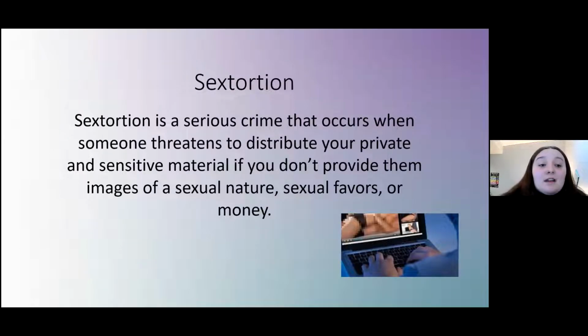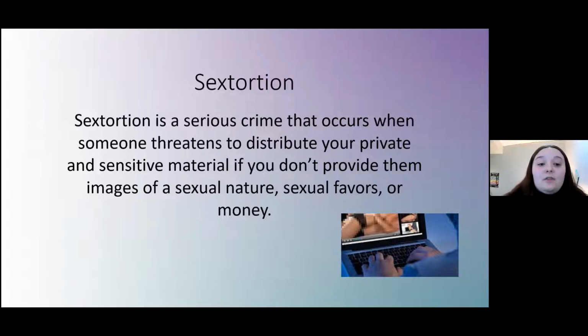So going back to the 13-year-old who sent pictures to an unidentified adult male on Snapchat, that would be a perfect example of sextortion. So sextortion is a serious crime that occurs when someone threatens to distribute your private and sensitive material if you do not provide them images of a sexual nature, sexual favors, or money.